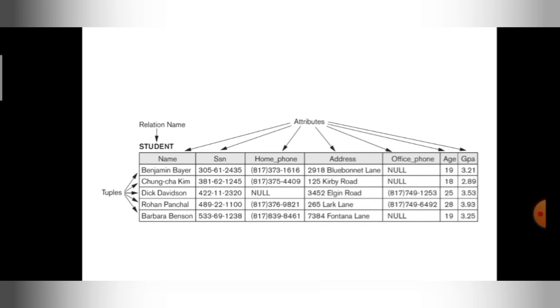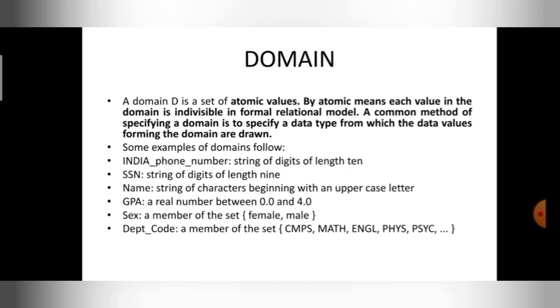Hope you are understanding, guys. In the same way, SSN is a string of digits. Name is a string of characters. Sex, so male, female. You can see there. Department code, I can include a code.